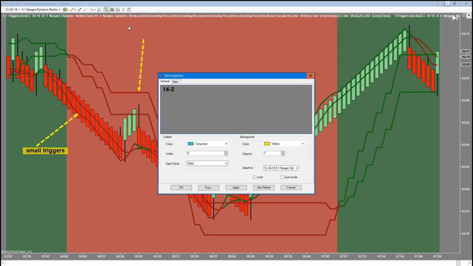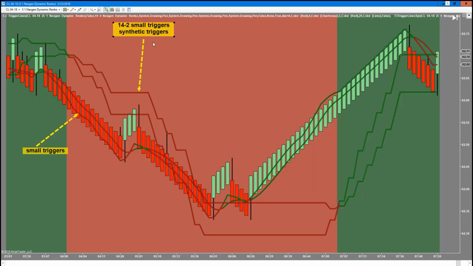Again, it depends on what time frame you're using, but in our case here, 14-2 small triggers, we also call them synthetic triggers. Those two terms are interchangeable, whether we say synthetic triggers or 14-2 triggers, either way.